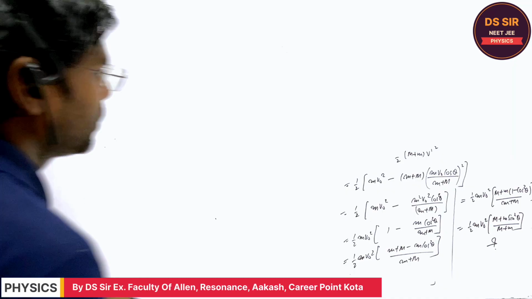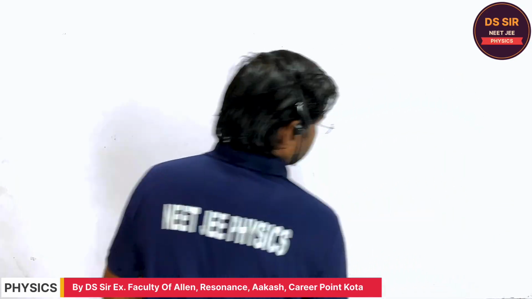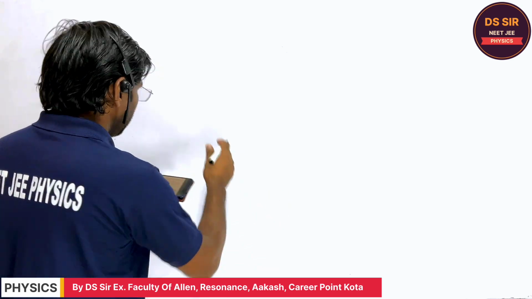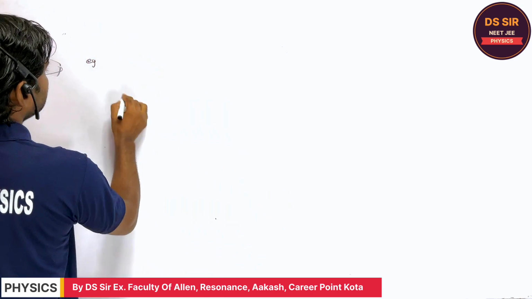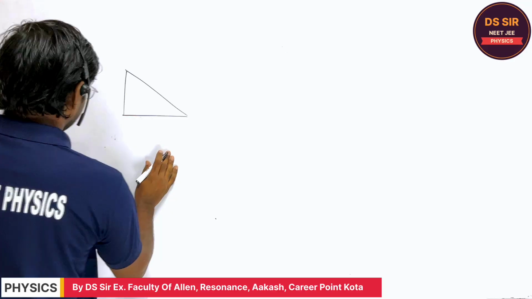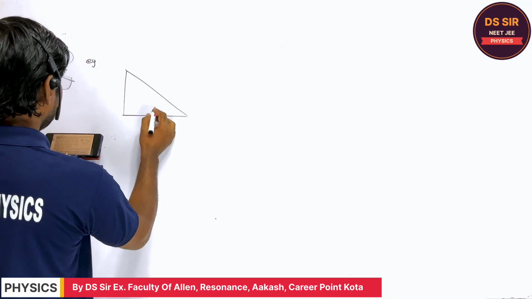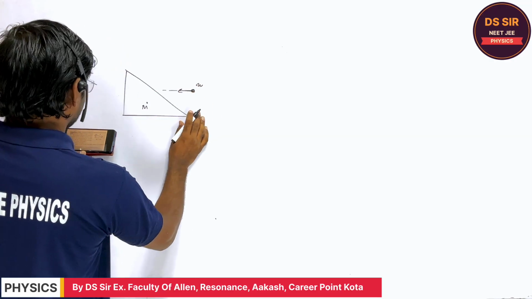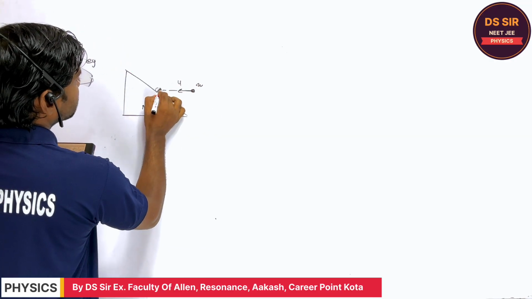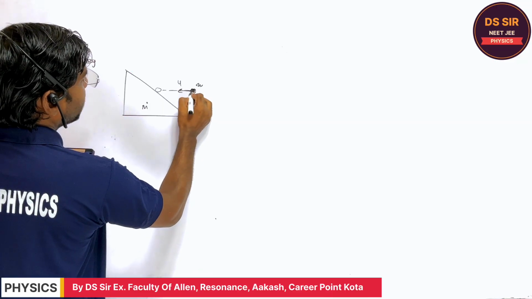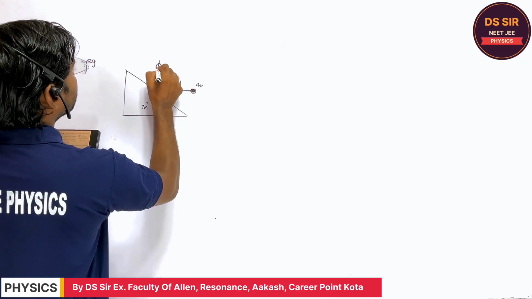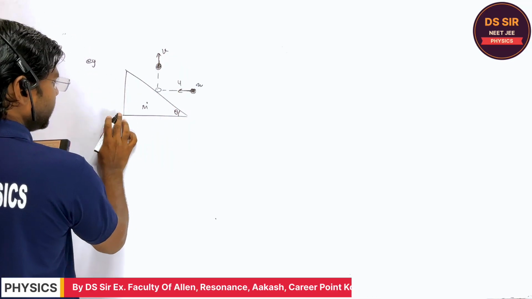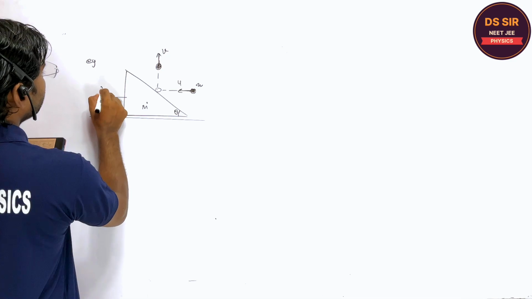Okay, so this is the question, right? In this question, what we have given is the wedge. This is the wedge, and the wedge mass is capital M. A small ball is moving with velocity u. After collision with the wedge, it starts moving with the speed v in this direction. The angle is theta, and after collision, the wedge starts moving with the speed V.